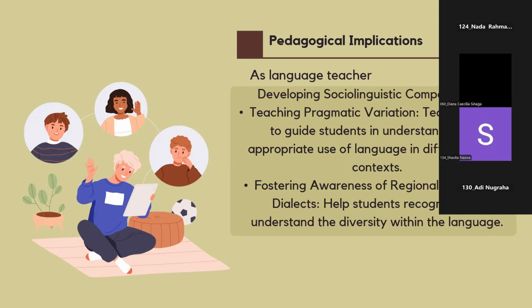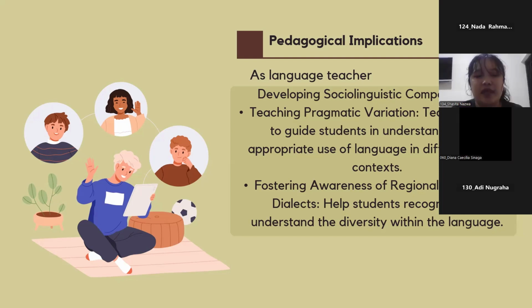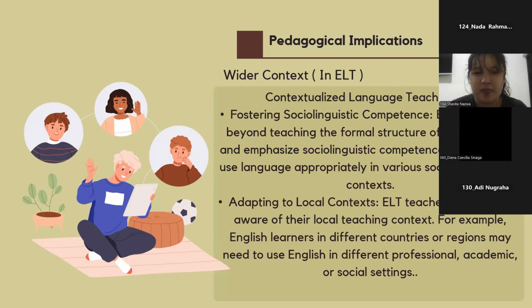Next is, as language teachers, developing sociolinguistic competence. First is teaching pragmatic variations. Teachers need to guide students in understanding the appropriate use of language in different social contexts. Second is fostering awareness of regional and social dialects. Help students recognize and understand the diversity within the language.